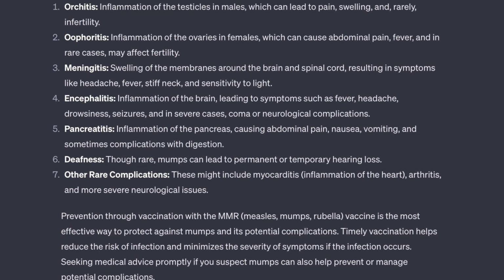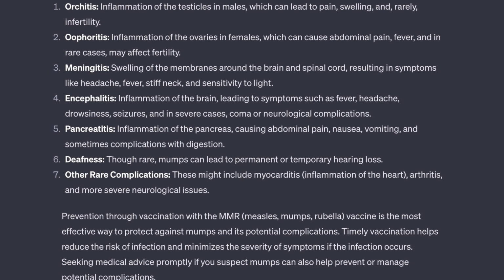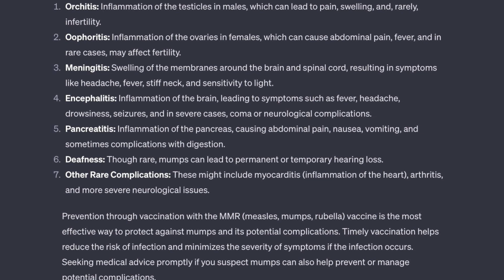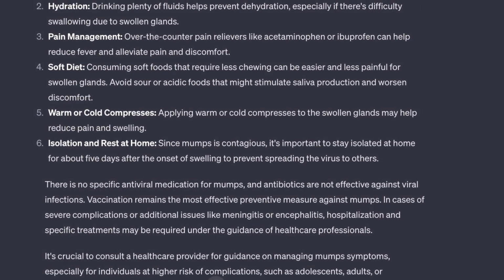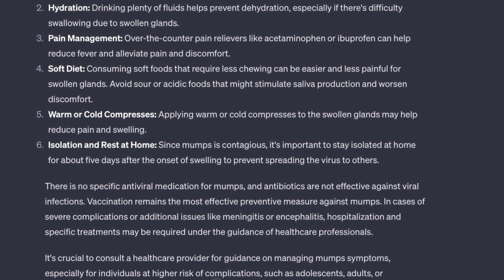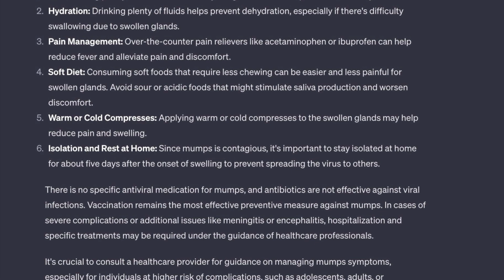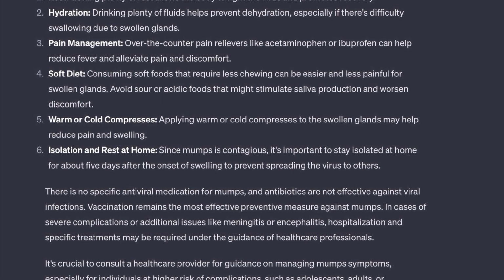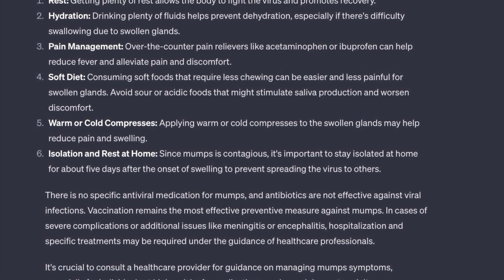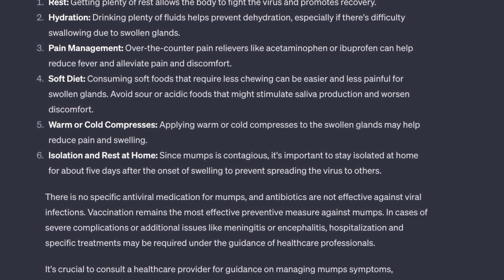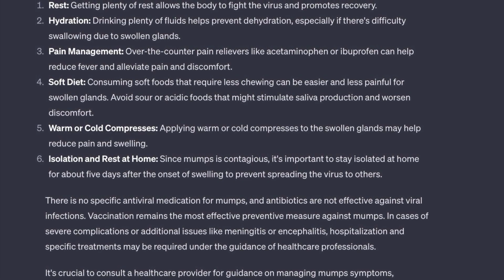The prevention of this is by the MMR vaccine, meaning measles, mumps, and rubella. It is the most effective vaccine available to prevent this mumps viral infection. The treatment of mumps mainly focuses on supportive and symptomatic treatment like rest, hydration, pain management mainly with paracetamol, and a soft diet. Sometimes warm and cool compression is required, and you require isolation of that particular patient to prevent further infection.